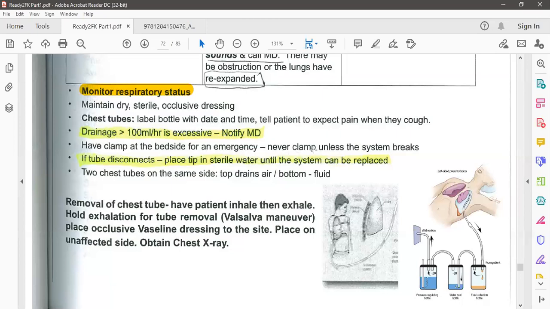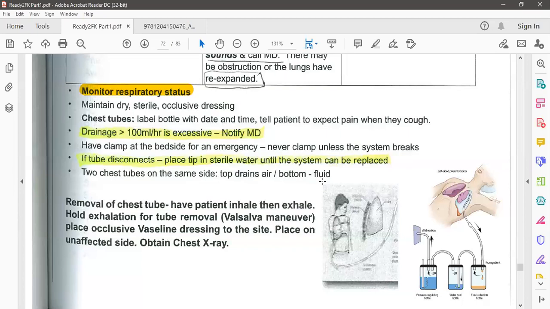Never clamp unless the system breaks. If the tube disconnects, place the tip in sterile water until the system can be replaced. With two chest tubes on the same side, the top one drains air and the bottom one drains the fluid. So now let me recap it first.